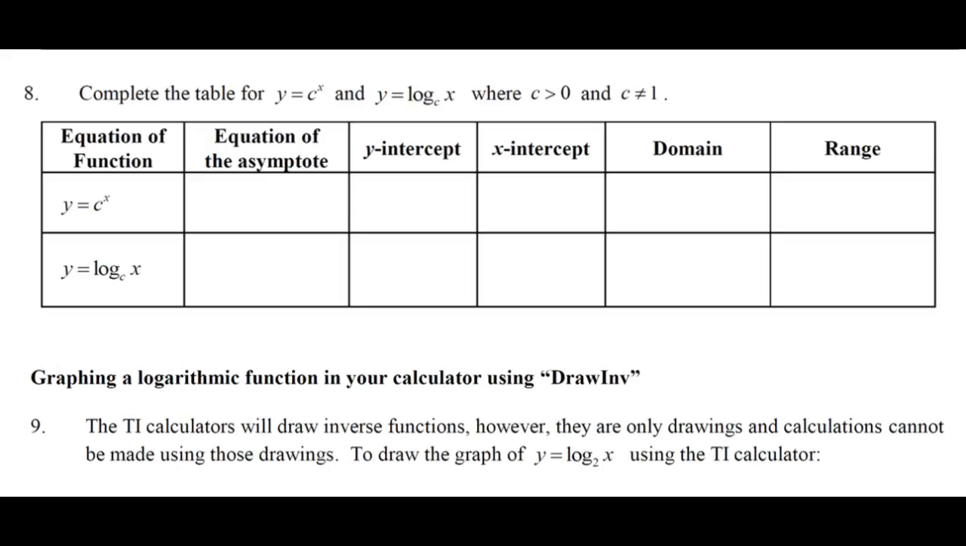Complete the table for y equals c to the x. So just your basic exponential function. What's the equation of the asymptote for the basic exponential function? y equals 0. What's the y-intercept? The y-intercept occurs when x is 0, c to the 0 is 1. What's the x-intercept? None. What's the domain? x belongs to the reals, and the range is y greater than 0.